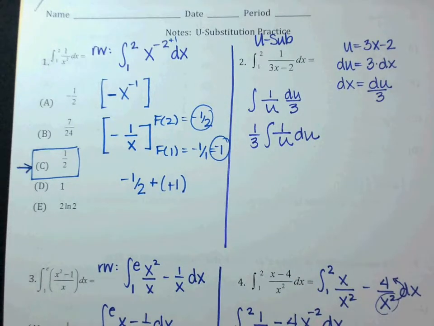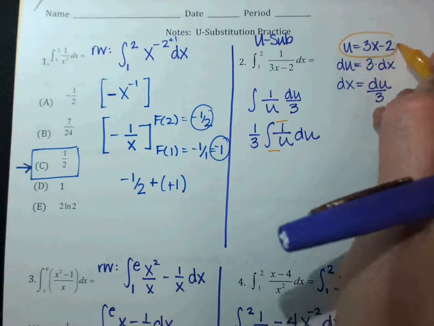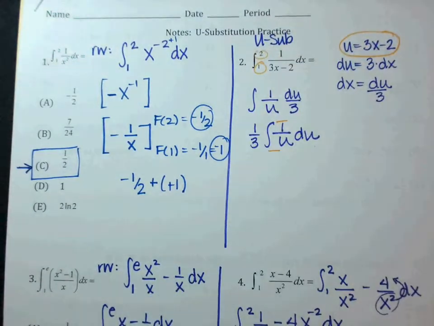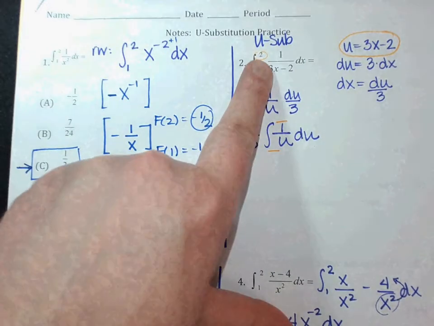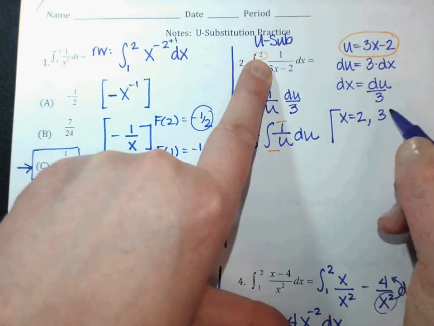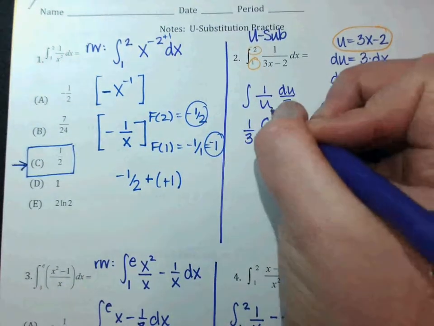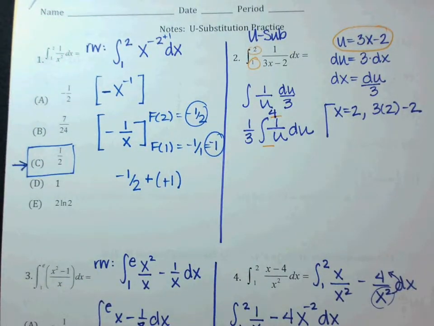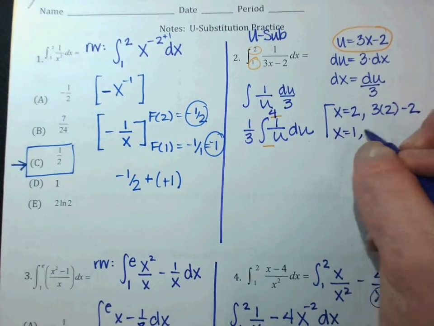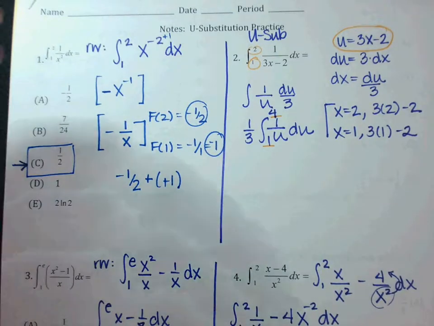Okay, at this point, you are supposed to change the endpoints. Where do we get our new endpoints from? From the u. Yes. You take your original 2 endpoints, and you go back and plug them in. So my top endpoint was a 2. If I do 3 times 2 minus 2, what's my new top endpoint? 4. And then my bottom endpoint was a 1, so if x was 1, then it'd be 3 times 1 minus 2, which is 1 on the bottom. What's the antiderivative of 1 over u?